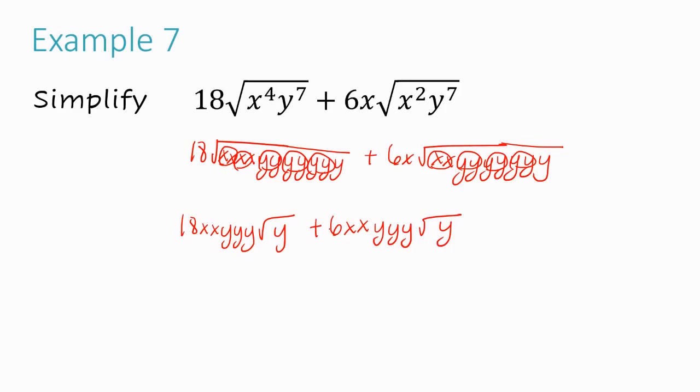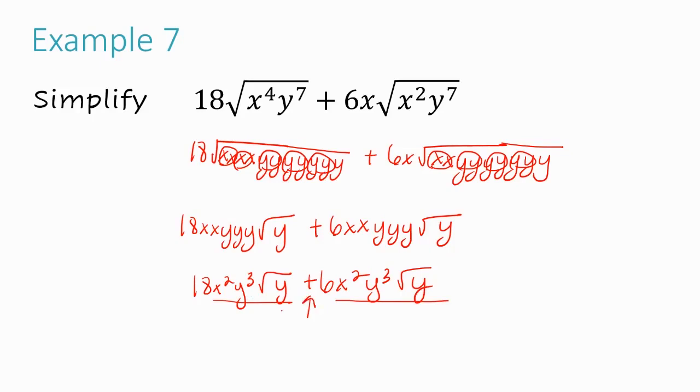Now, I'm going to combine all of these variables and just basically give them some exponents, okay? I have 18x squared y to the 3rd square root y plus 6x squared y to the 3rd square root y. How about that? If you look, you can see that all of our variables and everything under the radical, they all look the same. I have x squared y to the 3rd square root y. And then I have x squared y to the 3rd square root y. How about that? So now I can do this operation.